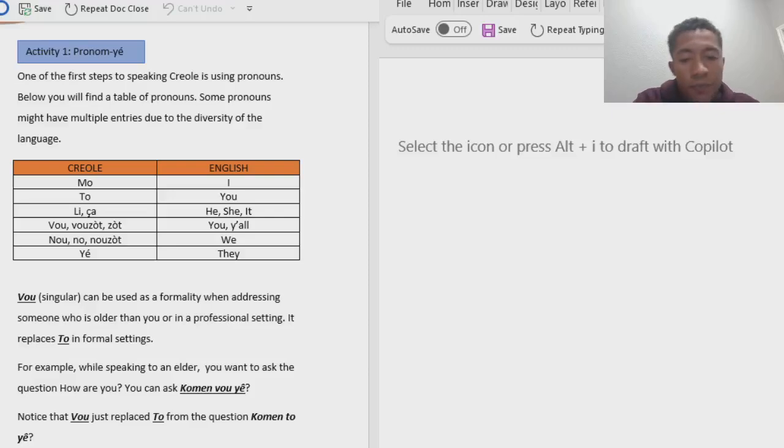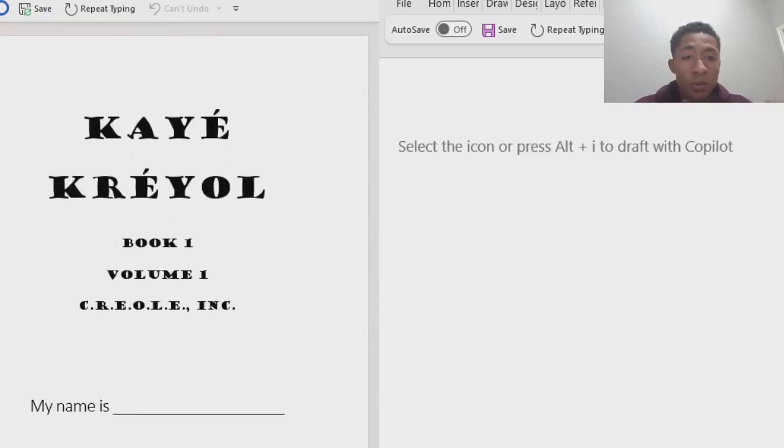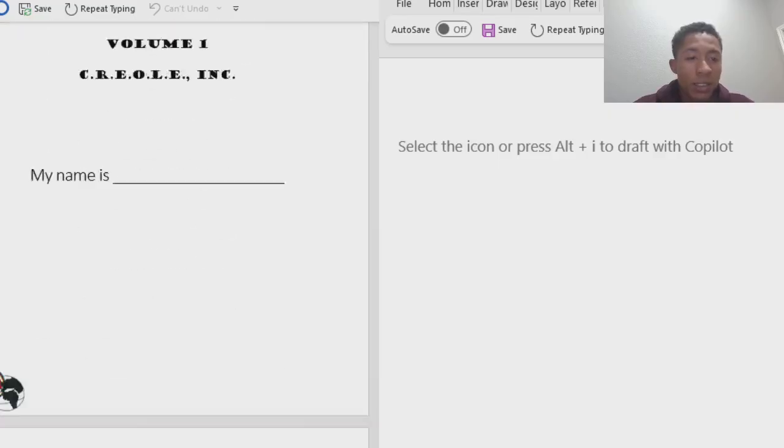We'll get started. So for all that don't know, on the left side you have what is like a prototype or a draft of a possible Creole textbook, and I call that Cahier Creole. And I can even show you the beginning of it. Cahier Creole, Book 1, Volume 1, Creole Inc.